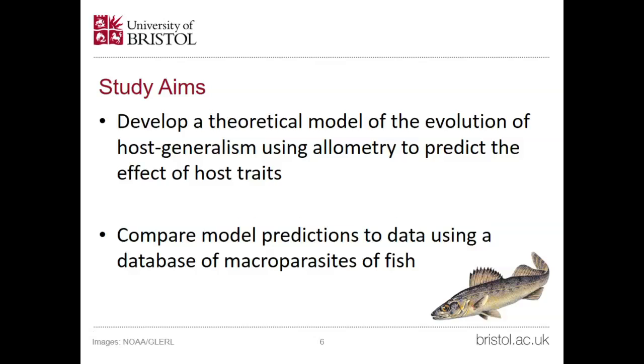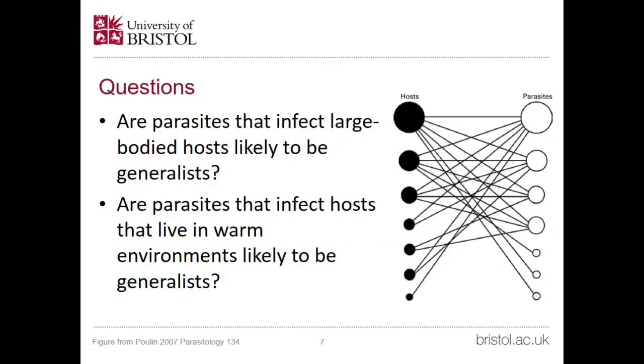And so, as I mentioned, we're trying to develop a theoretical model, but in this case looking at the evolution of host generalism and using allometric relationships to link that transmission model into host traits, and then compare these model predictions to data. And we used an existing database of macroparasites of fish for this.